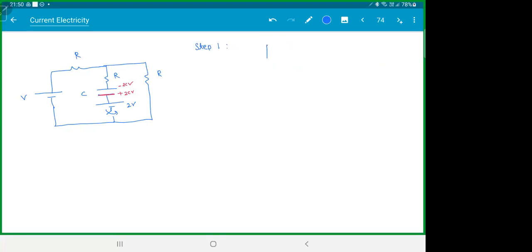How do you find the time constant? Make it a wire. Resistor, we have done this just now. So R equivalent will be R by 2, 3R by 2. So time constant will be 3RC by 2.